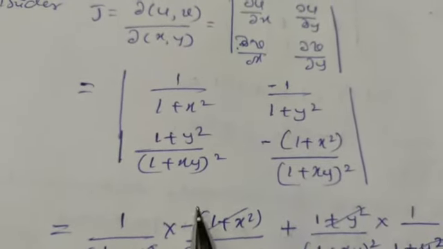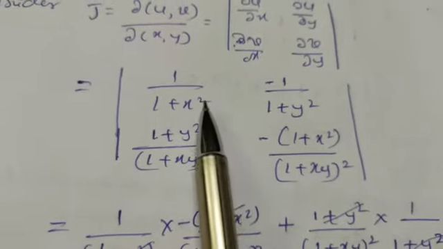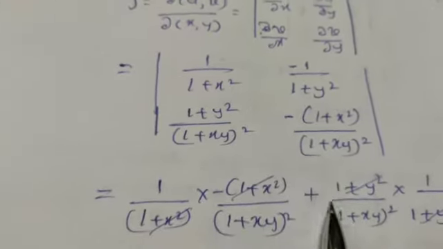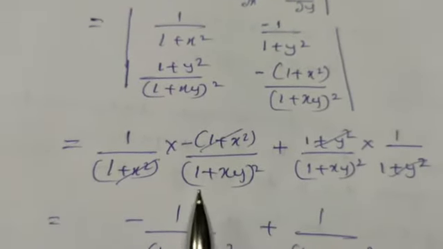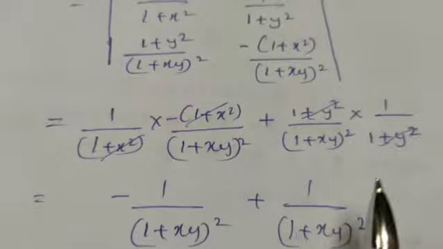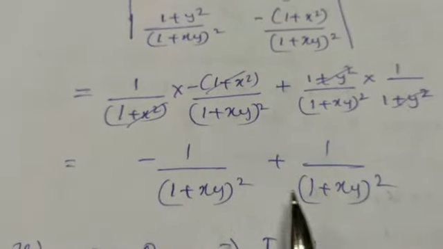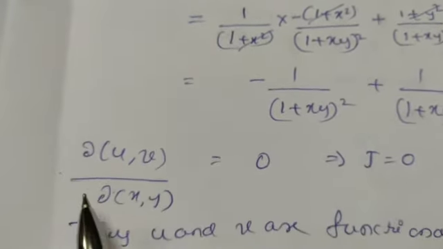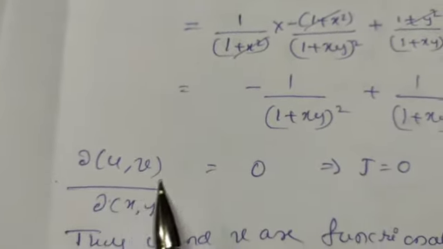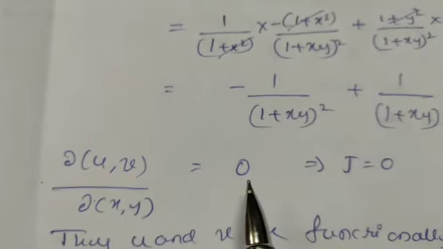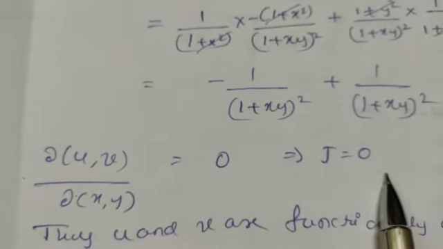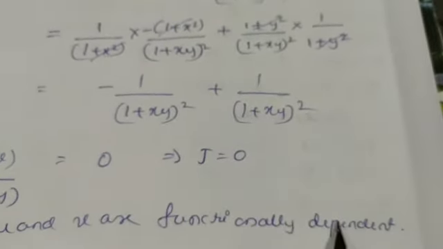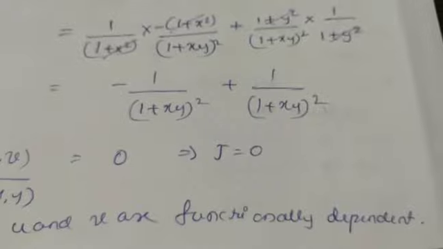Minus into minus becomes plus, because while multiplying in the determinant we take this one as minus. So these two get cancelled. It is minus 1 by (1 plus xy) whole square and plus 1 by (1 plus xy) whole square. Both are the same with opposite sign, therefore they get cancelled. It is equal to 0. So dou of (u, v) divided by dou of (x, y) is equal to 0, that is, the Jacobian J is equal to 0. This implies u and v are functionally dependent with respect to x and y.